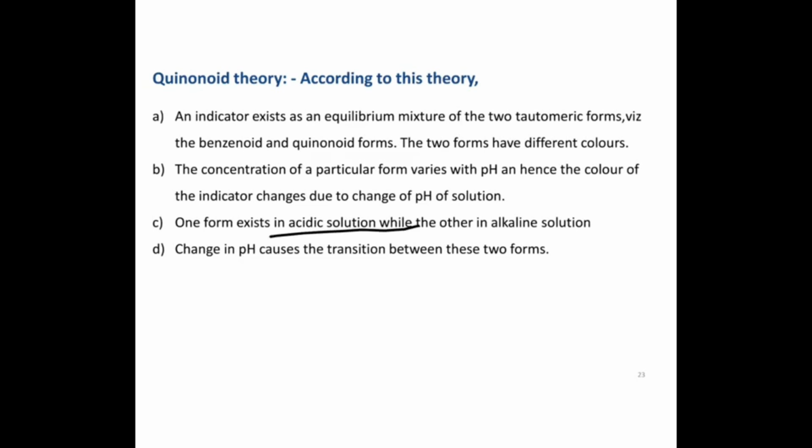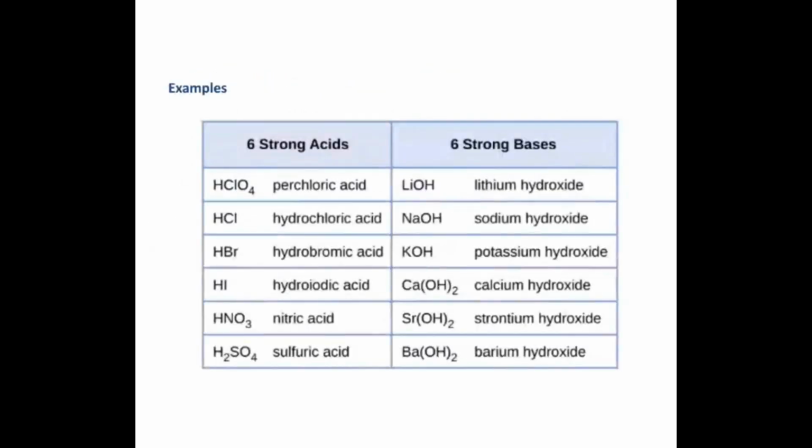One form exists in acidic solution, and the other form exists in basic or alkaline solution. A change in pH causes a transition between these two forms. From one form to the other, the structure variation can be seen. For the indicator in acidic media, the structure will be different, and when it is in basic media, the structure will vary. You can see this with some examples.